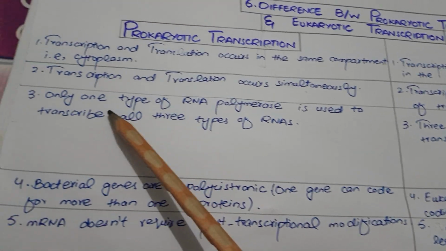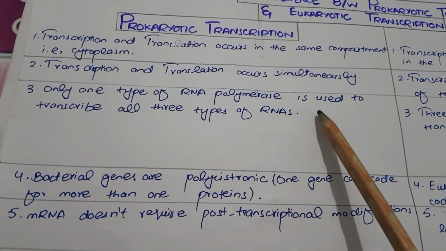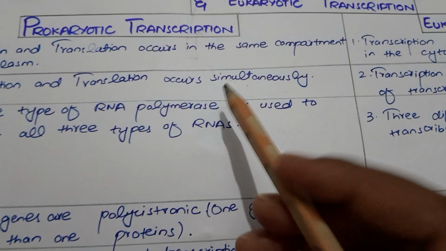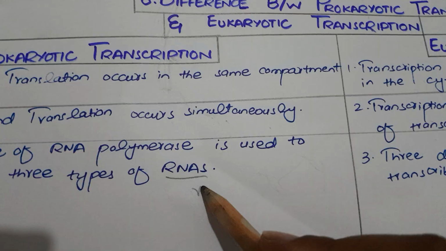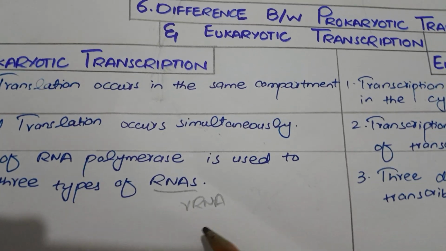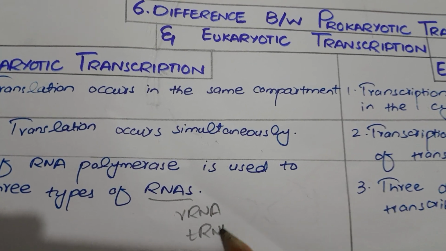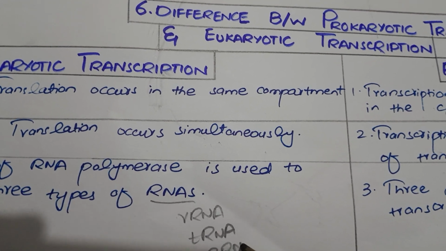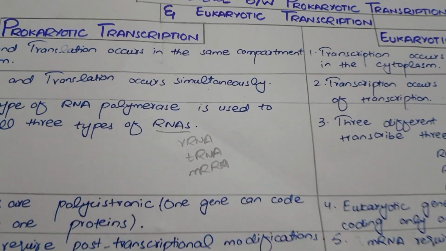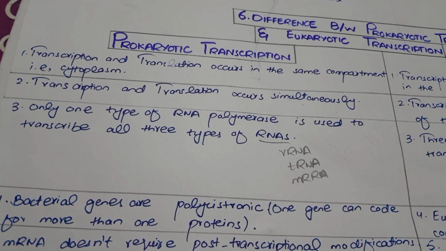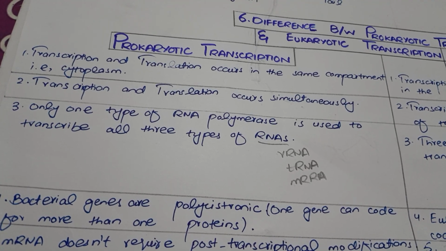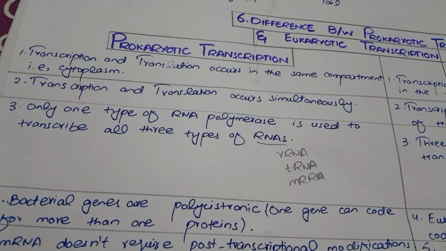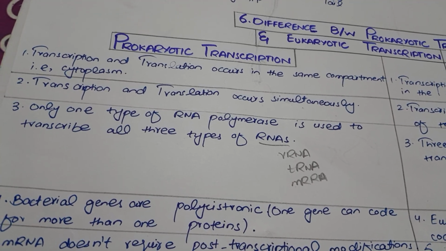Then comes the RNA polymerase. Only one type of RNA polymerase is used to transcribe all three types of RNAs. As we know, there are three types of RNAs: ribosomal RNA, transfer RNA, and messenger RNA. Only one type of RNA polymerase is required to transcribe all three types of RNA in case of prokaryotic transcription.